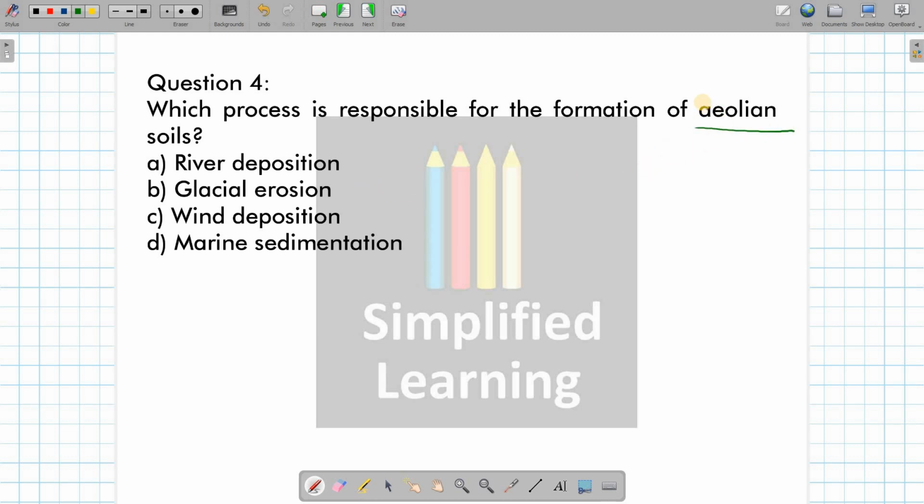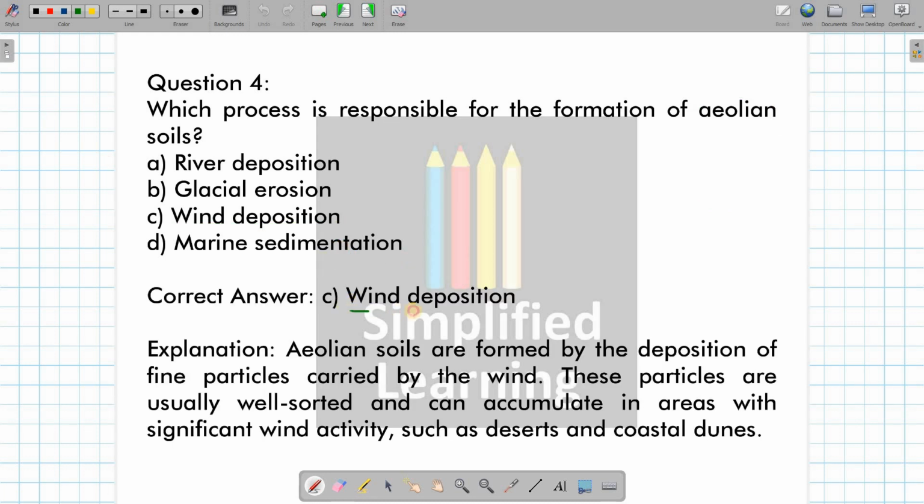Remember the term aeolian. Aeolian is related with air, or specifically wind. That's why the answer is going to be wind deposition. Let's get to the explanation also. The answer is wind deposition. Always remember, aeolian is related to wind.